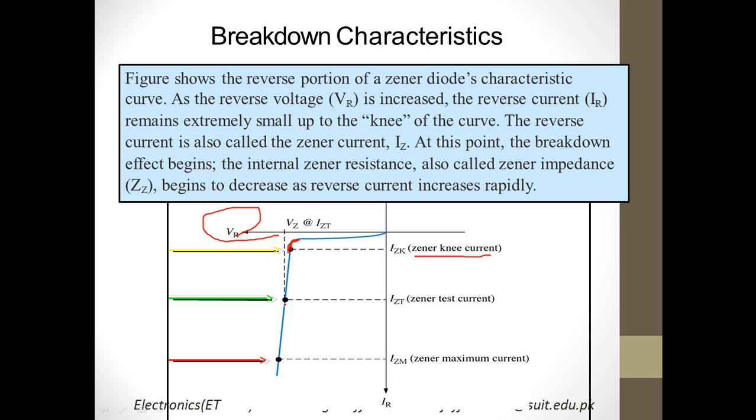This is basically the Zener test point, the Zener test current, and this is the maximum current which you can achieve from a Zener. So a Zener also has its limitations, because you cannot increase the voltage or the current to an infinite point. You have some maximum point as well, and that maximum current is termed the Zener maximum current, represented by IZM.